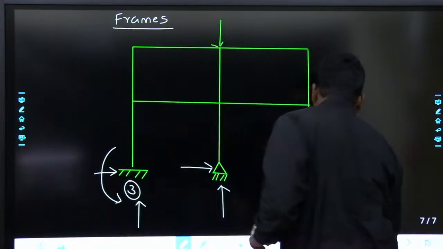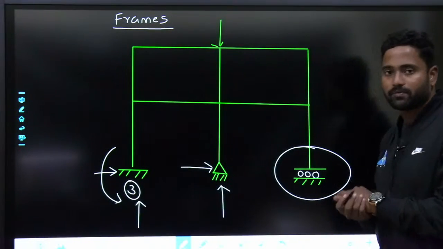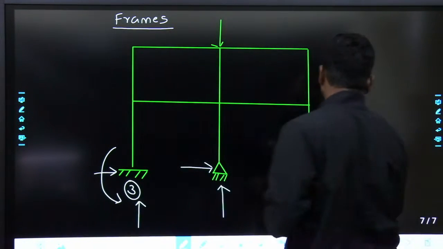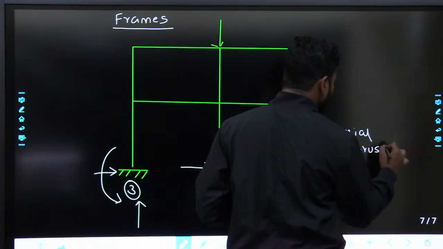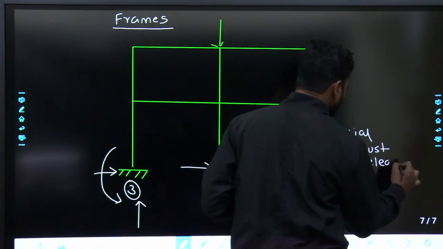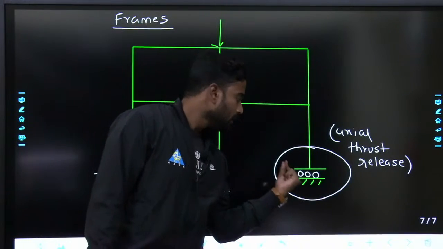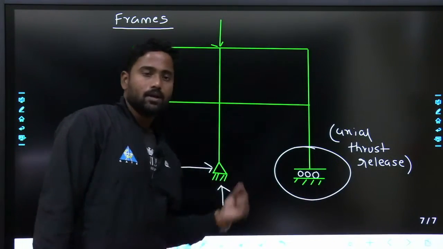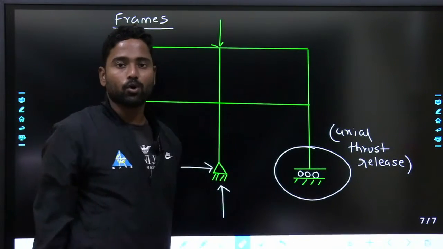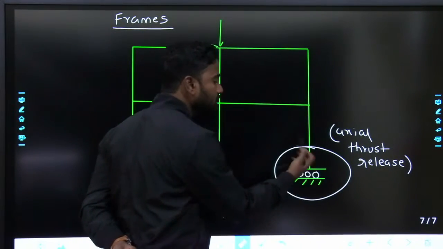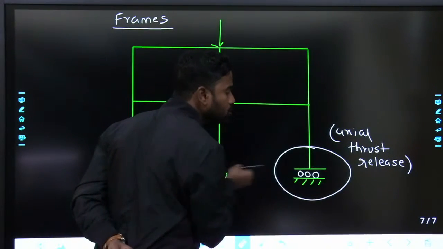Now a new support came into the picture. Whenever you see this type of support, this is called axial thrust release. What exactly this means is, it can move in the horizontal direction, it can't move in the vertical direction, and it can't rotate. A roller support moves in the horizontal direction and allows the member to rotate, but here the member will not rotate, though it can move in the horizontal direction.